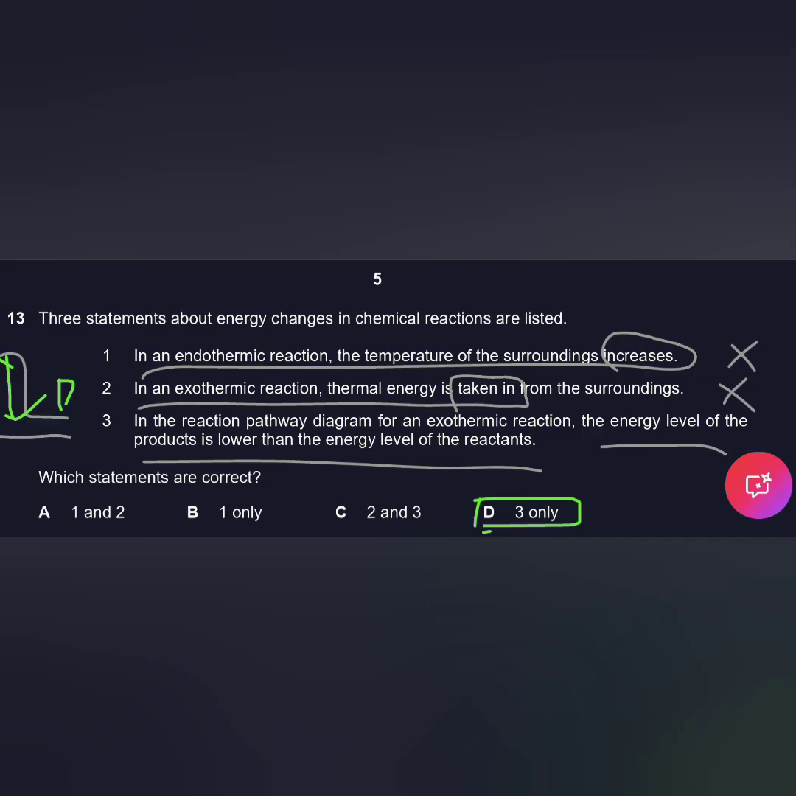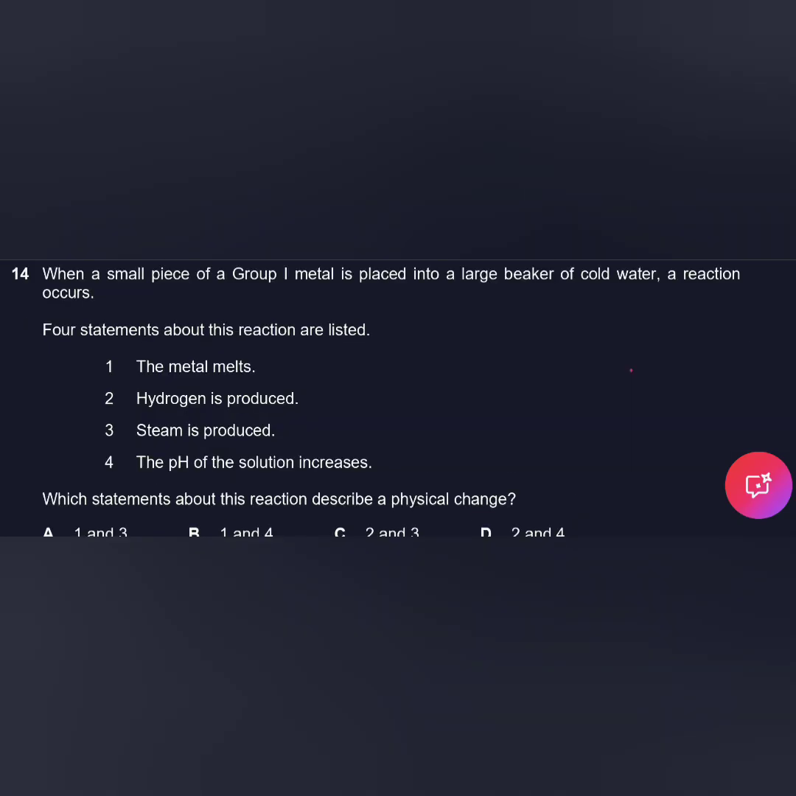So moving forward, when a small piece of group 1 metal is placed in a large beaker of cold water, a reaction occurs. Four statements about this reaction are listed. Number 1, the metal melts.